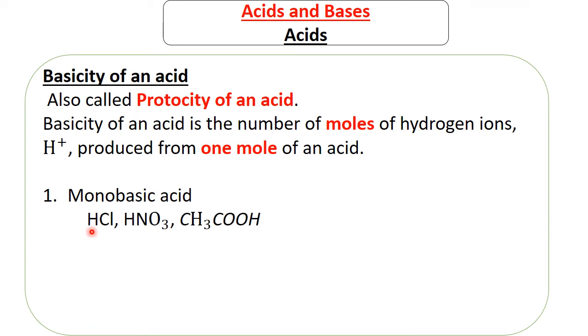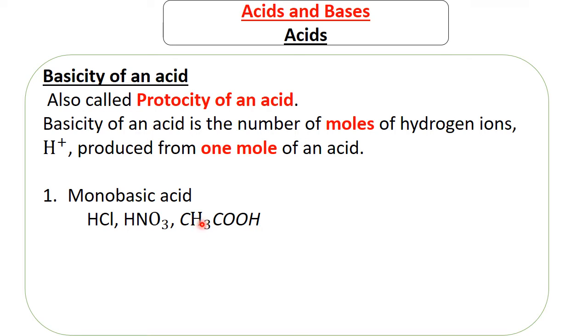So these are the examples. Hydrochloric acid, you dissolve one mole of hydrochloric acid, you're going to get one hydrogen ion, as we saw in the previous reaction. The same is true for nitric acid, the same is true for ethanoic acid. The way to tell is just to look at the number of hydrogen atoms that are here. We have one here, so it's going to produce one. We have one here, it's going to produce one. Here we have one, we're going to produce one.